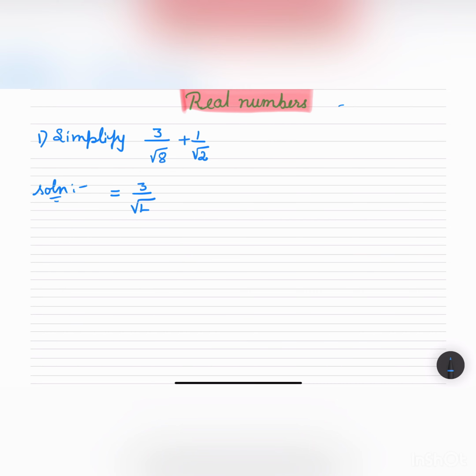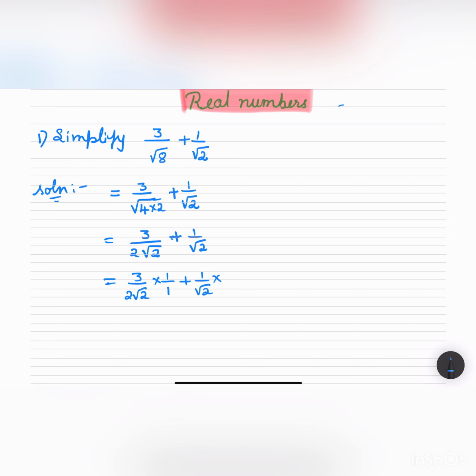We can write root 8 as root of 4 into 2. The factors of 8 are 4 into 2, and the square root of 4 is 2. So let's take out 2 outside, and in the root we have 2. This is 3 by 2 root 2 plus 1 by root 2, and the LCM of 2 root 2 and root 2 is 2 root 2. To get 2 root 2 in the denominator of the second term, we have to multiply 1 by root 2 by 2.